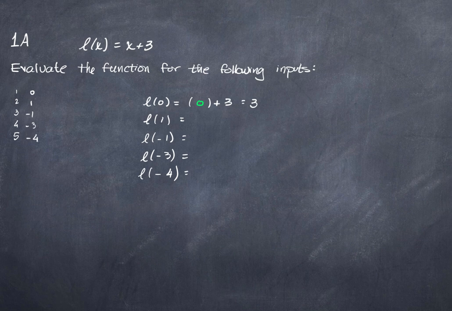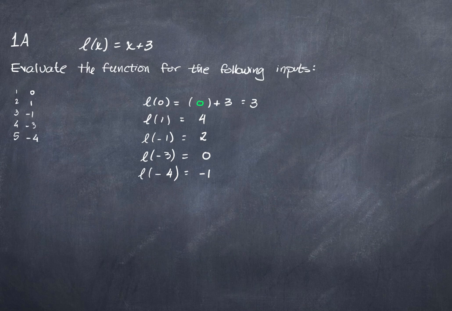For L of 1, you should have got 1 plus 3, which is 4. For L of -1, you should have got -1 plus 3, which is 2. L of -3 is -3 plus 3, which is 0. And L of -4 is -4 plus 3, which is -1. All right, so hopefully that's review.